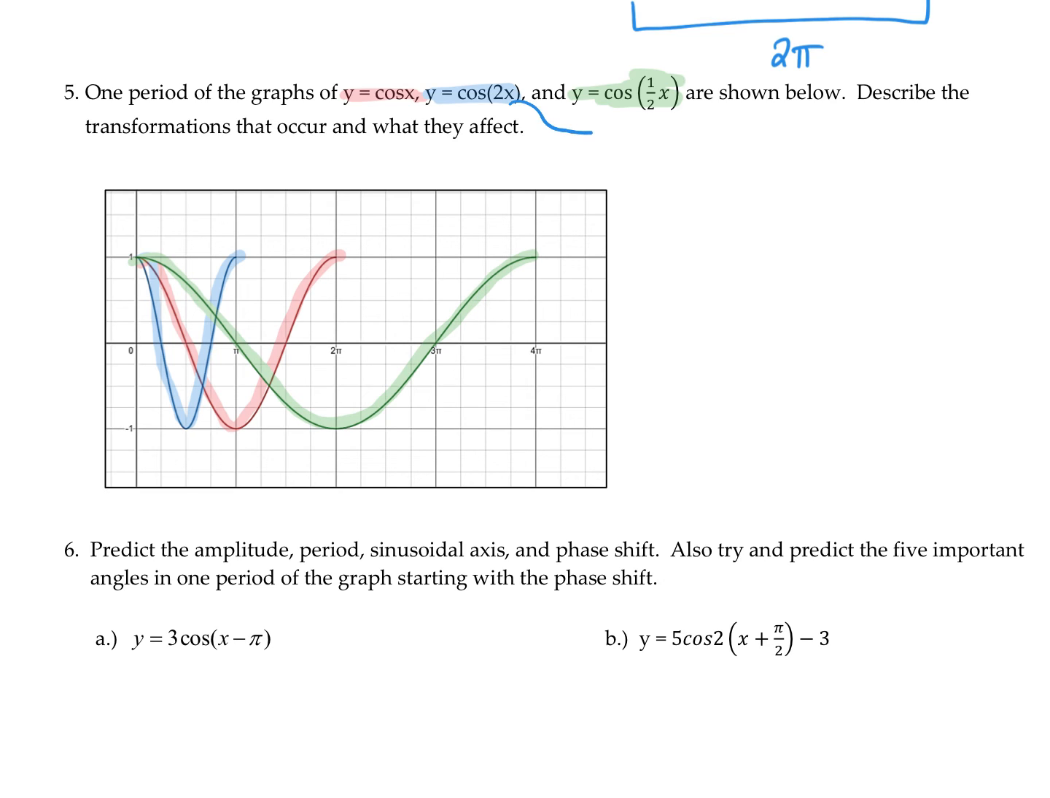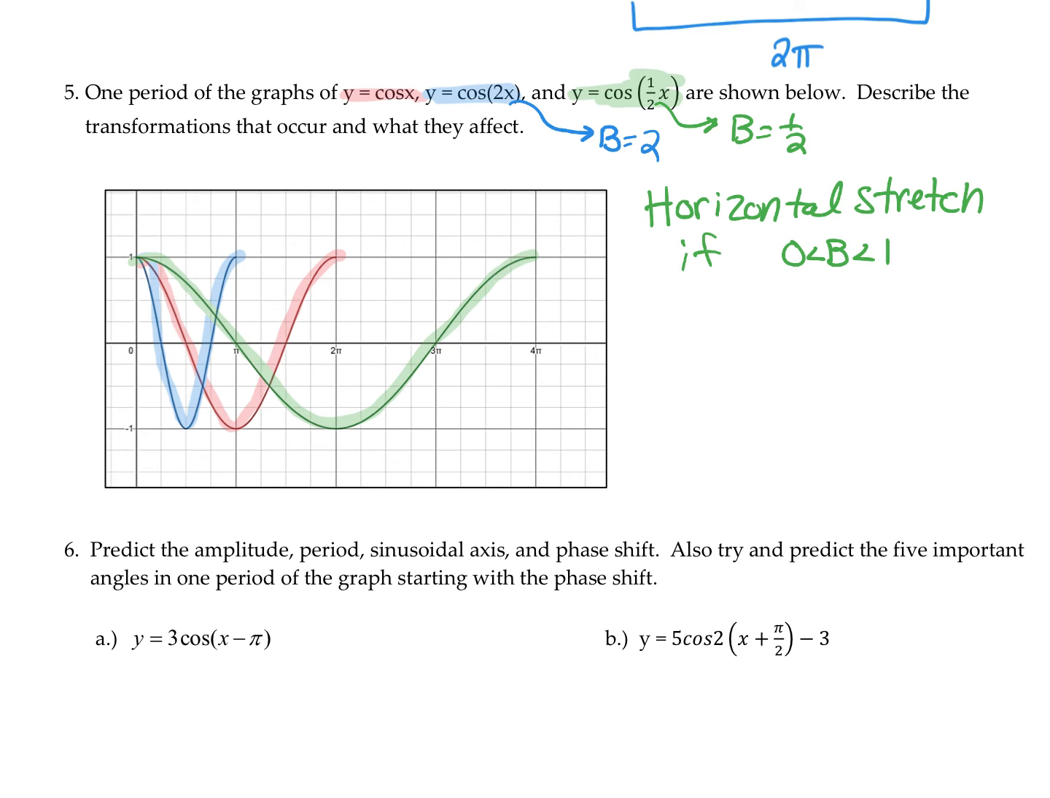So in my blue graph, my b value is 2. In my green graph, my b value is 1/2. So what's happening is when I have a horizontal stretch, like I see in my green graph, that's going to happen if my b value is less than 1 but bigger than 0. In my blue graph, I can see that I have a horizontal shrink.